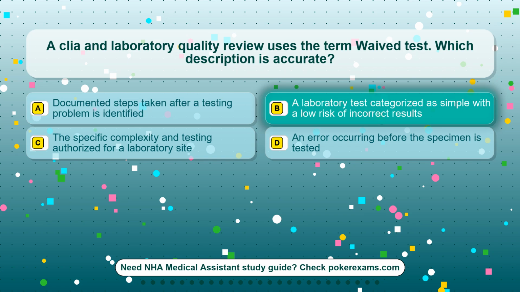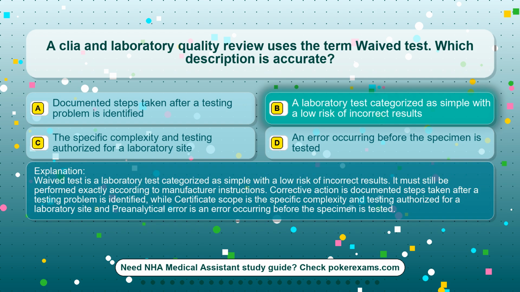The correct answer is option B. A laboratory test categorized as simple with a low risk of incorrect results. Waived test is a laboratory test categorized as simple with a low risk of incorrect results. It must still be performed exactly according to manufacturer instructions. Corrective action is documented steps taken after a testing problem is identified, while certificate scope is the specific complexity and testing authorized for a laboratory site, and pre-analytical error is an error occurring before the specimen is tested.